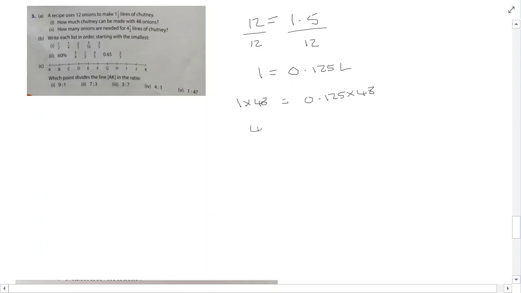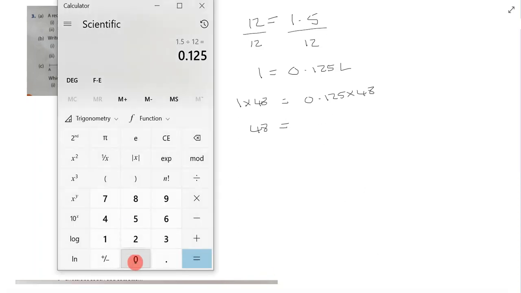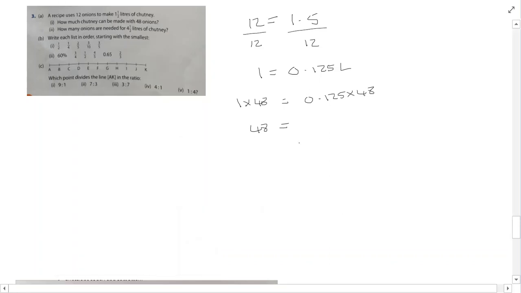So 48 onions is going to be equal to 0.125 multiplied by 48, which is equal to 6. So it'll give 6 litres. So 48 onions will give 6 litres of chutney. Okay, so that's your answer to the first one. How much chutney can be made with 48 onions? 48 onions will give you 6 litres.